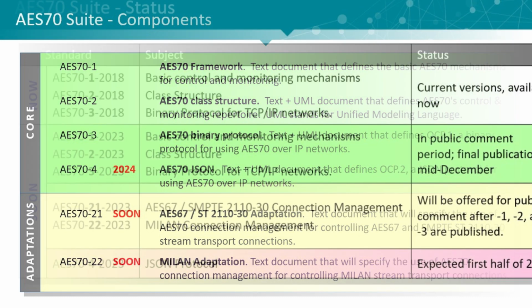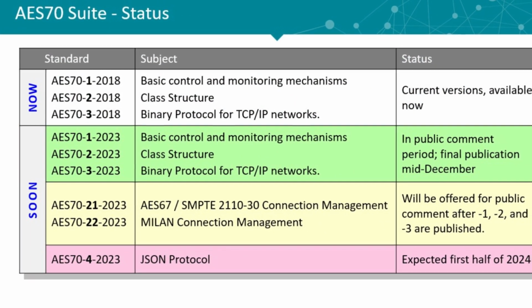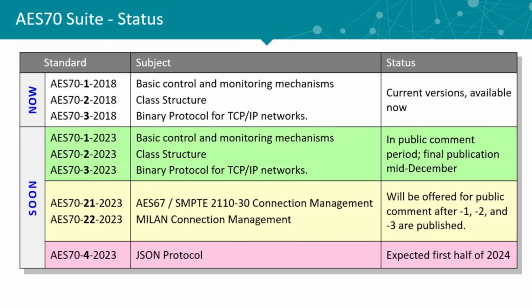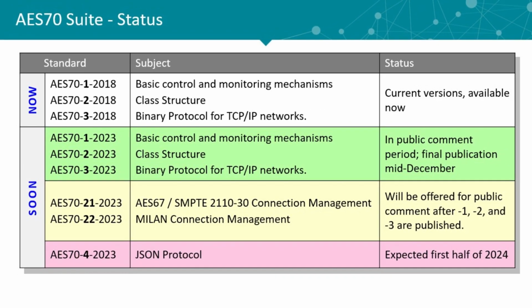A little bit more on the status. So current versions, you see the years after the 2018, the 3 standards that are available now, and then the green lane there is what's coming, which are currently out in public comment period. So you can actually go to the AES site right now, download public comment drafts of those green things, read them and comment on them if you want. The yellow stuff is going to be released for public comment once the green things are published.